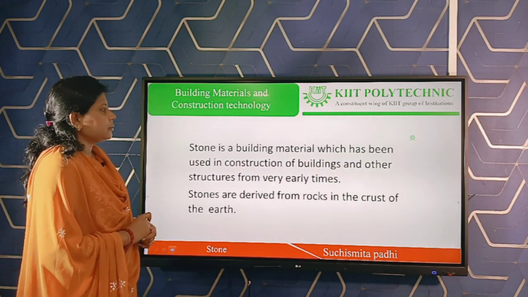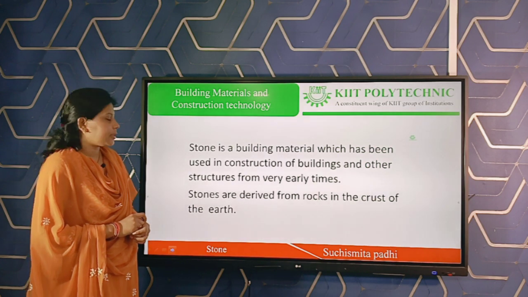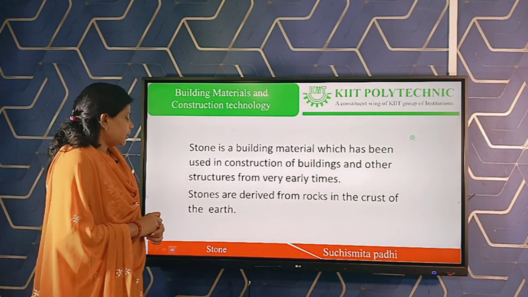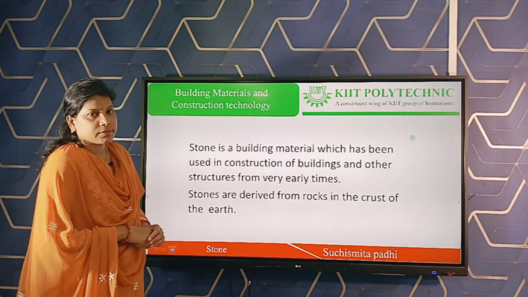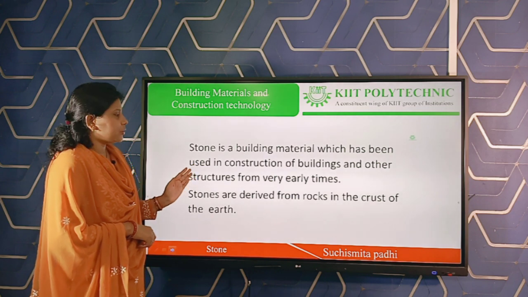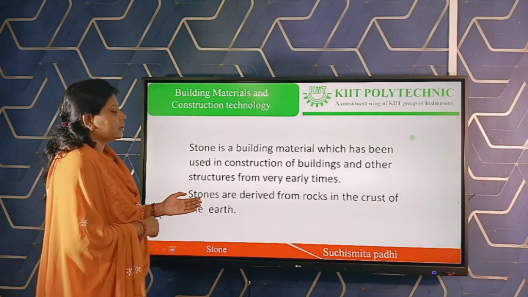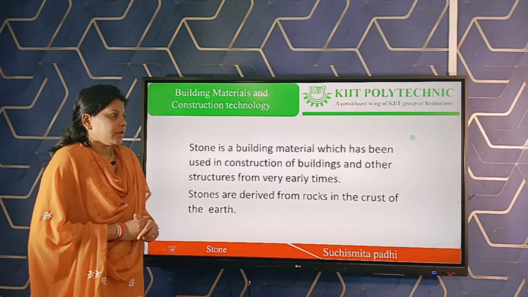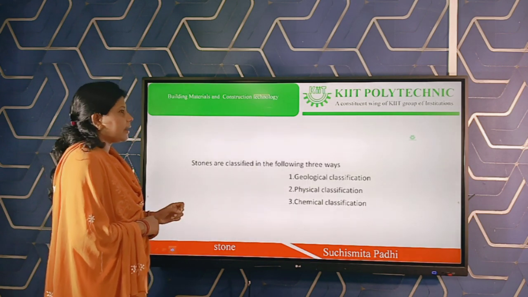So stone is a building material which has been used in construction of buildings and other structures from very early times. And stones are derived from rocks in the crust of earth. Stones are used previously as a building material, and these are derived from rocks in the crust of the earth.